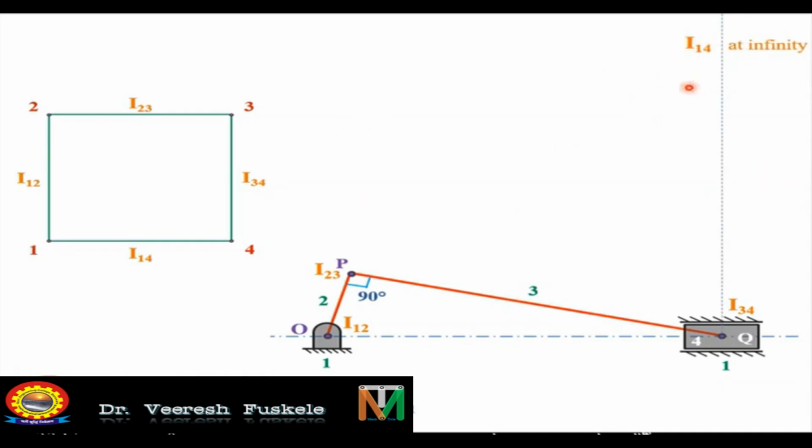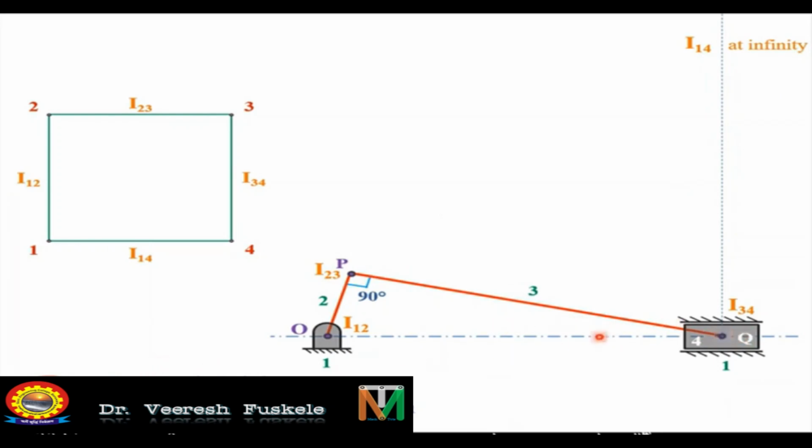So having located the instantaneous centers by inspection, now we have to find out the two remaining instantaneous centers. Now let us see that we have to find out the velocity of point Q, which is on the slider.